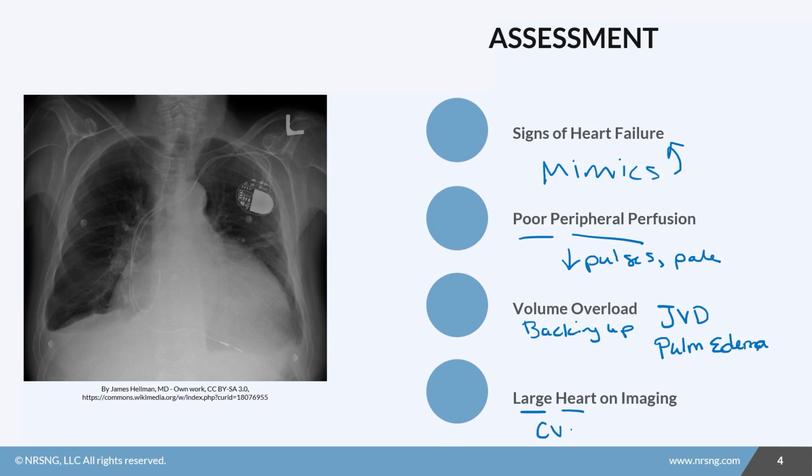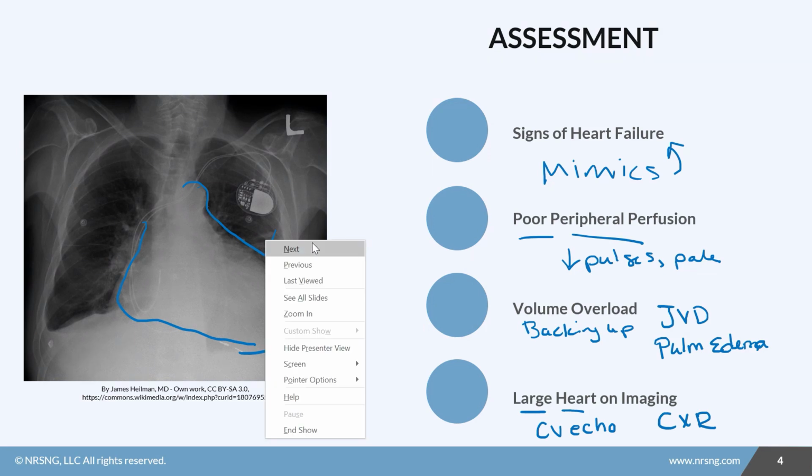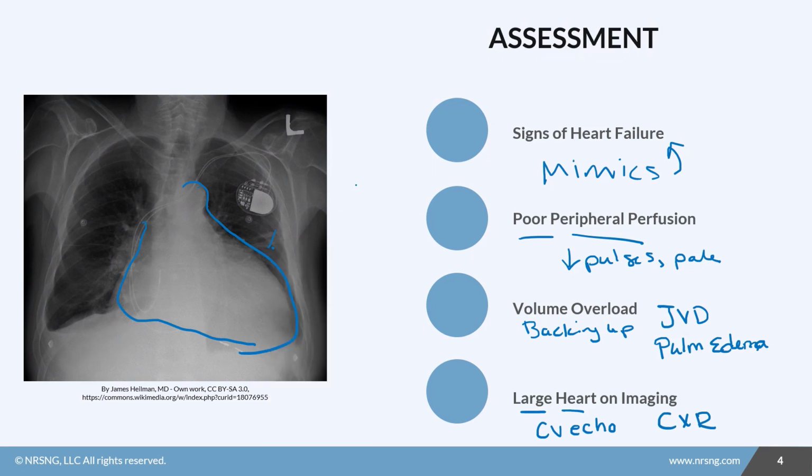And then the other thing that you'll see is this large heart on imaging. Now, this could be a cardiovascular echo, or it could be a chest x-ray like what you see here. You'll notice this heart is absolutely huge. It is taking up almost all of this space where the lung should be on the left side. And so you can imagine how much these patients are going to struggle to breathe because of this, right? So if you need to, jump back to the heart failure lessons to get a refresher on these symptoms. But again, it basically mimics heart failure, and then you're going to see this enlargement of the heart.